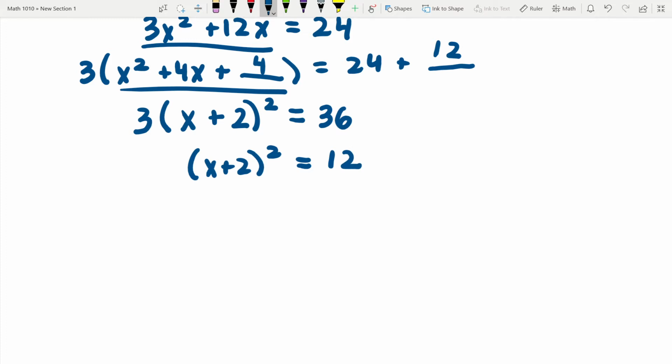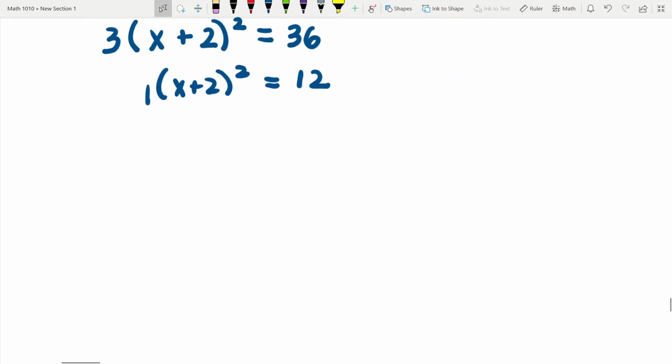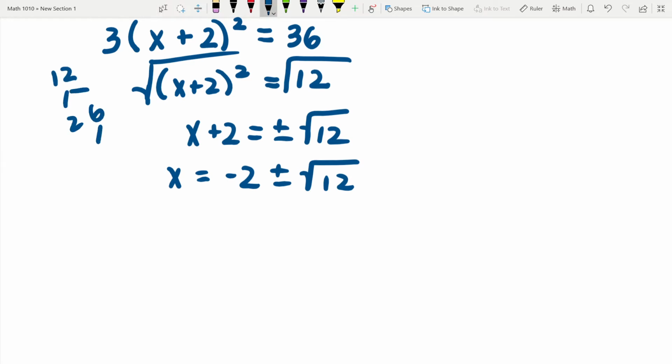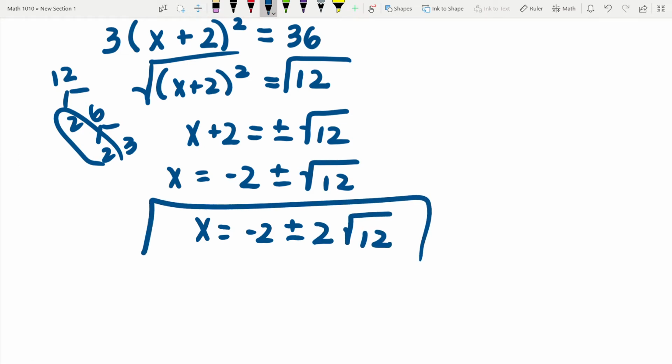Tell me what to do now, everybody. Square root, good. Okay, so now you have x plus 2 equals plus or minus the square root of 12. The 2 comes over and becomes a negative, so it's negative 2 plus or minus the square root of 12, but 12 is going to have pairs. So 12 is 2 times 6, 6 is 2 times 3, these two 2's come out, so my answer is negative 2 plus or minus 2 square root of 12, and I'm done.